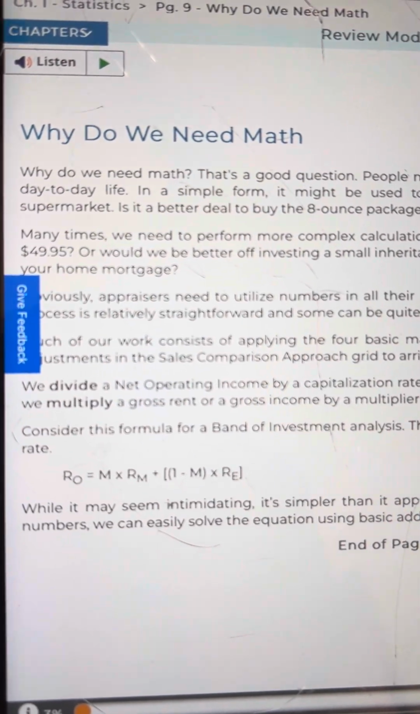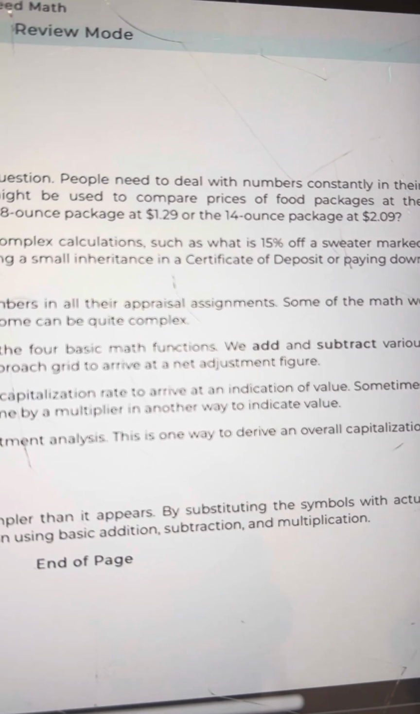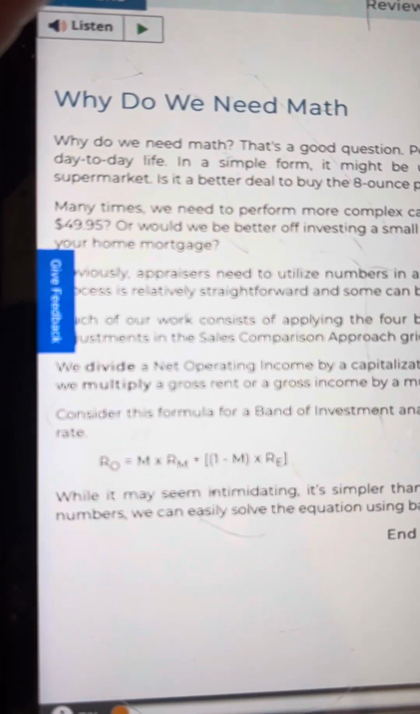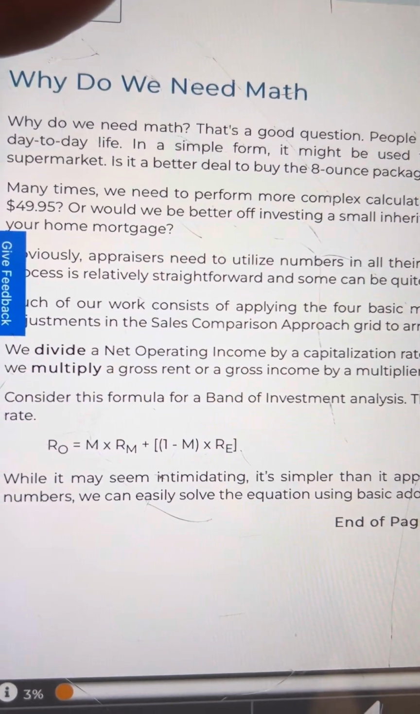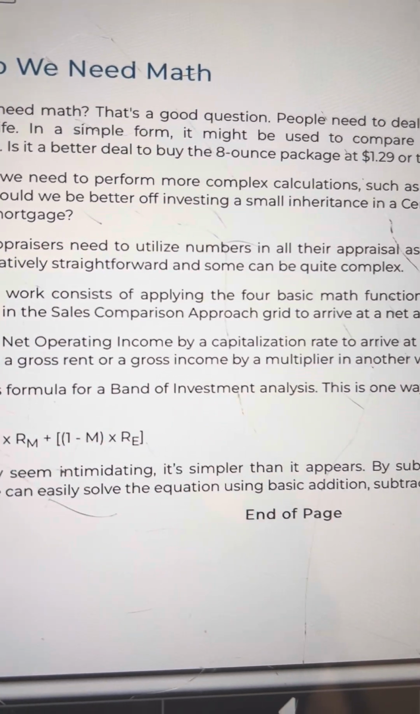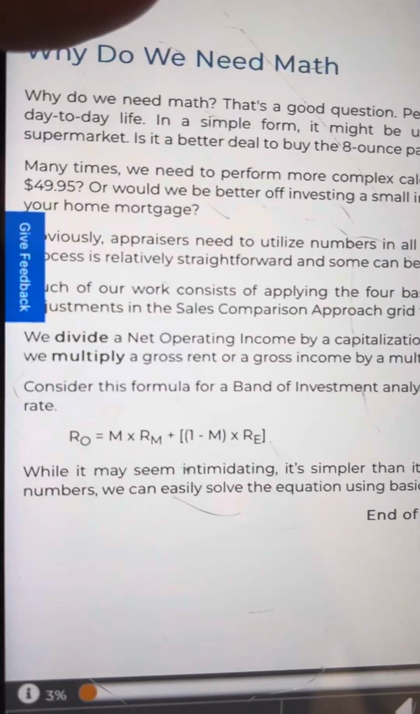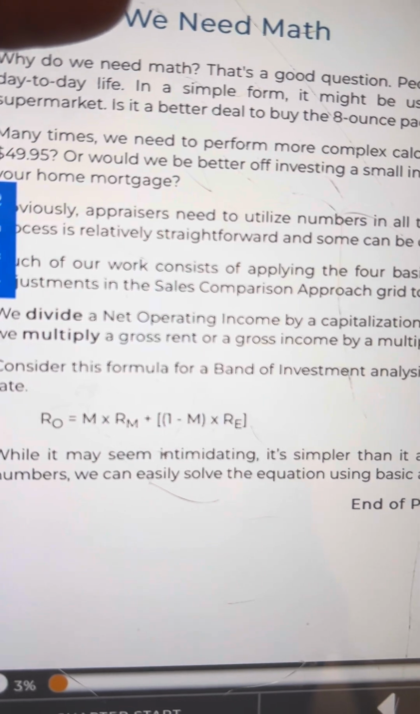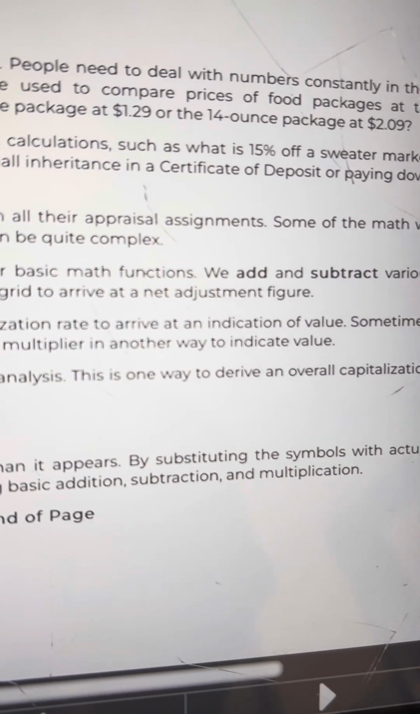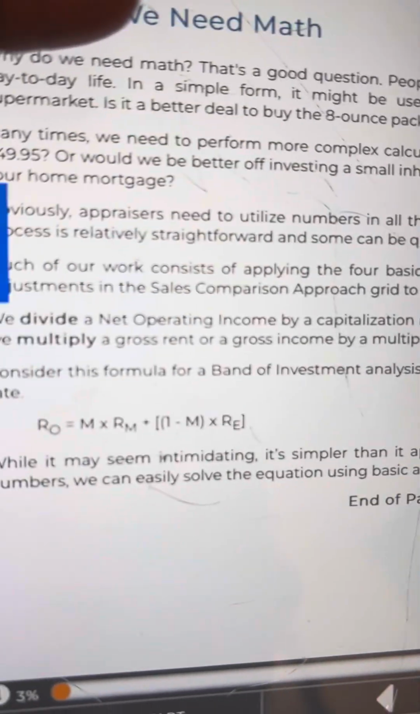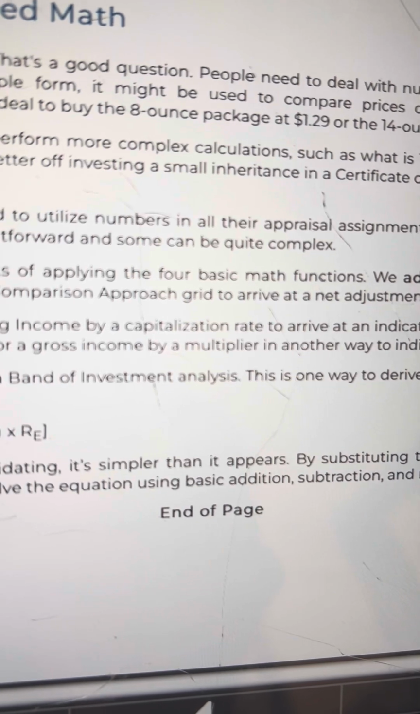Many times, we need to perform more complex calculations, such as what is 15% off a sweater marked down $49.95? Or would we be better off investing a small inheritance in a certificate of deposit or paying down your home mortgage? Obviously, appraisers need to utilize numbers in all their appraisal assignments. Some of the math we process is relatively straightforward, and some can be quite complex.